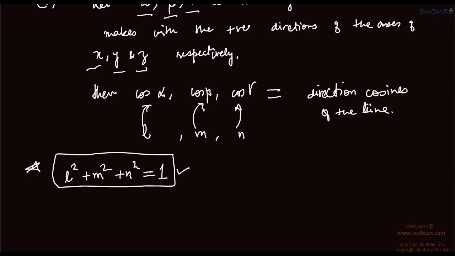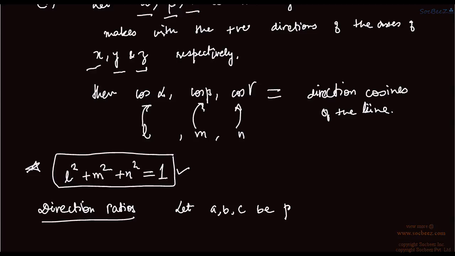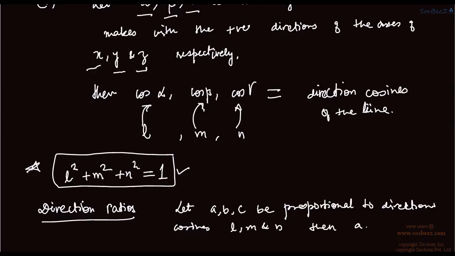Now the next condition is about direction ratios, how to calculate them, how to understand direction ratios. Let A, B, C be proportional to the direction cosines L, M and N. Then ABC will be your direction ratios, fine. So this is the thing.